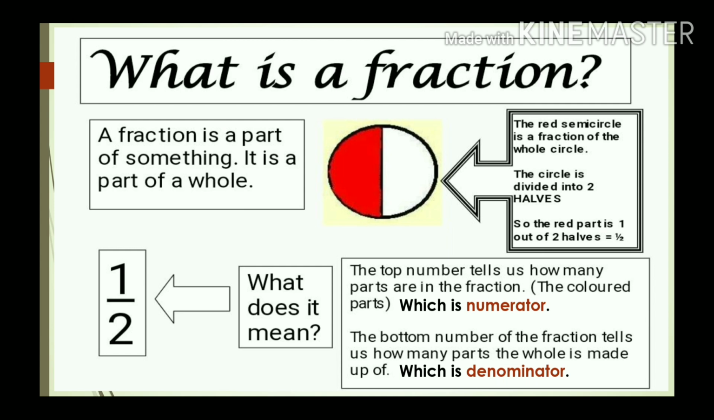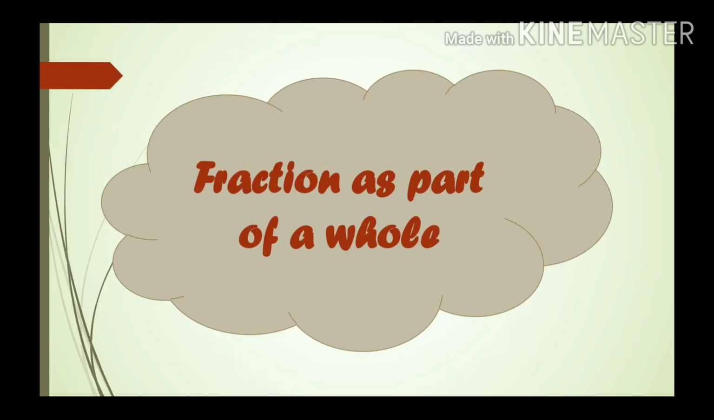Students, let me tell you, the top number tells us how many parts are taken, the colored part, which is called the numerator. And the bottom number of the fraction tells us how many parts the whole is made up of, which is also called the denominator. Now, let's see fractions as a part of a whole.